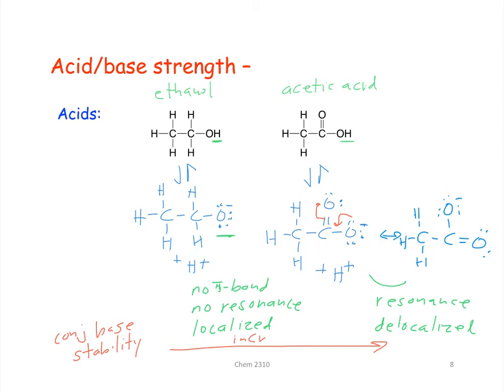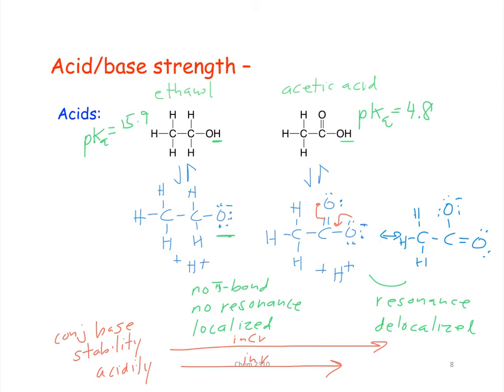All right, so which of these two should be more acidic? We would predict as well that acetic acid would be more acidic than ethanol. So let's look at the pKa's. The pKa for acetic acid is 4.8, and the pKa for ethanol is 15.9. All right, so were we right this time? Yes, we finally got it right.